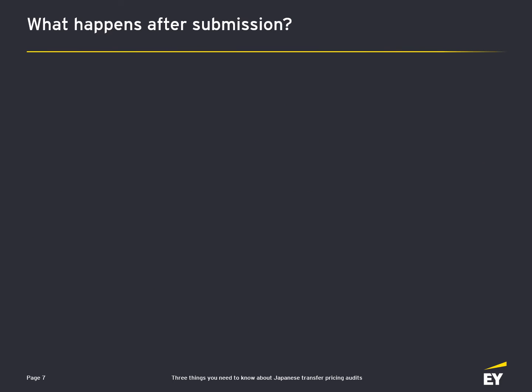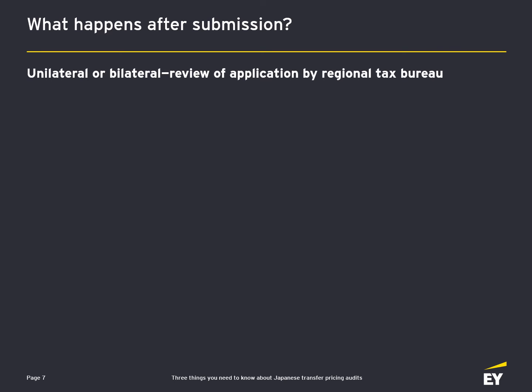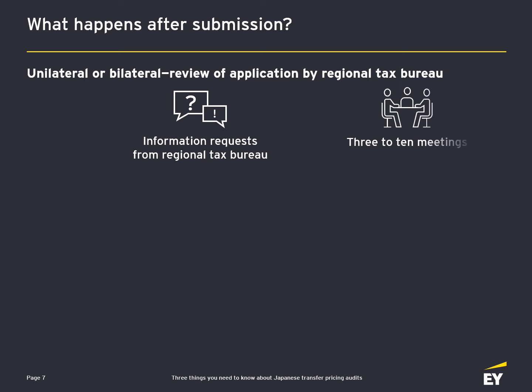So what happens after submission? Following the submission of the application, the Regional Tax Bureau will review the application. The review involves requests for information and meetings, typically 3 to 10 meetings. The level of detail of the review varies and takes between a few months and a year in general.